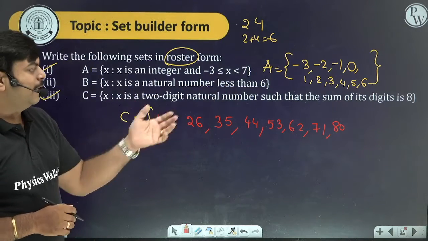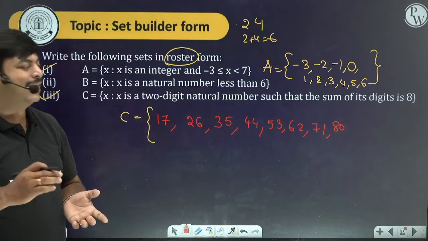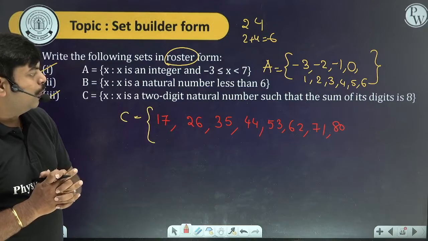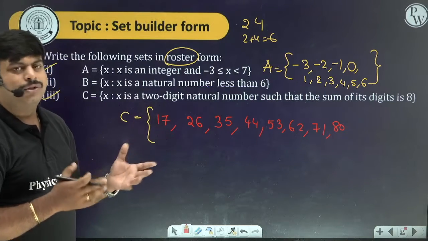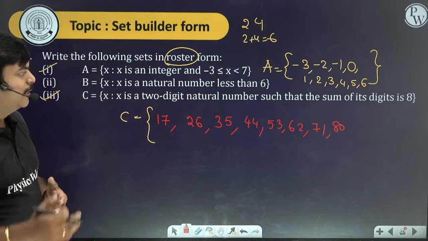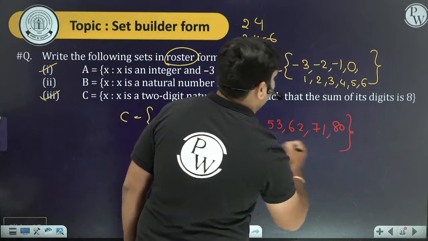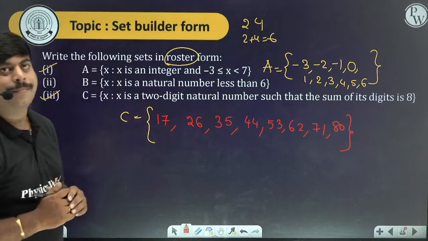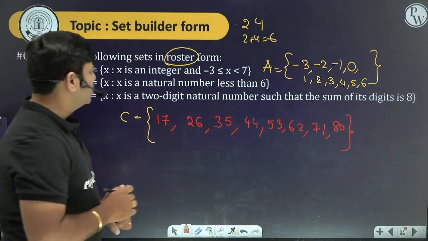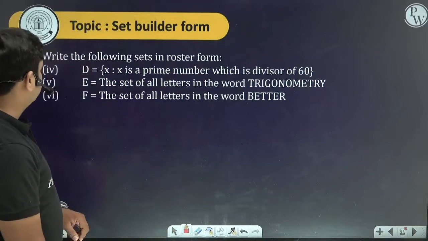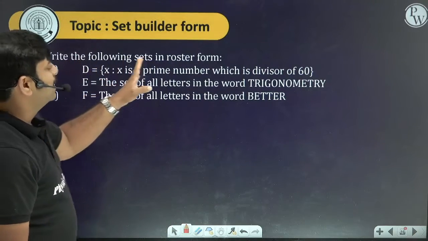Okay, so 81, 82, 83, and all of the numbers will be greater than 8. So 84, 85, so all those will give you double digit sums. So we'll stop it there. Okay, so these are the numbers which will give you the sum of its digits as 8. Okay, so simple thing. Let's move forward then, students. I hope you're all following this, right? Write the following sets in roster form again.